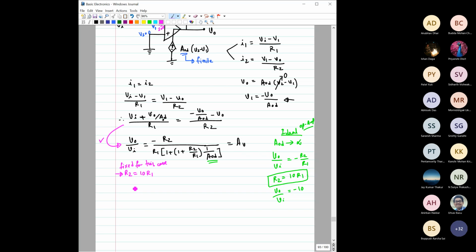Say now AOD is a bit higher, say 100. If AOD is 100, then what will be the value of V output by Vi? Can anyone calculate and tell me? If R2 by R1 is equal to 10 and AOD equal to 100, what would be the value of V output by Vi?